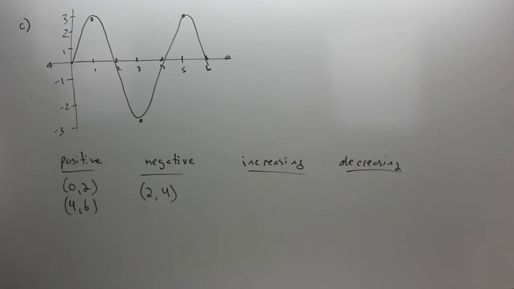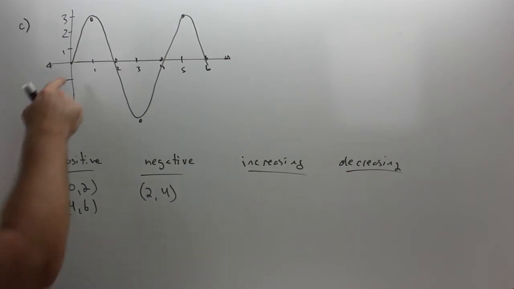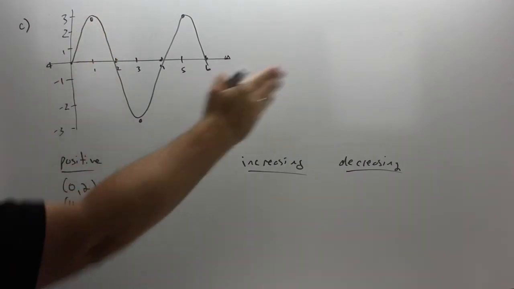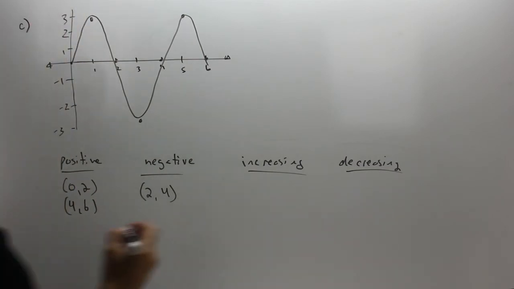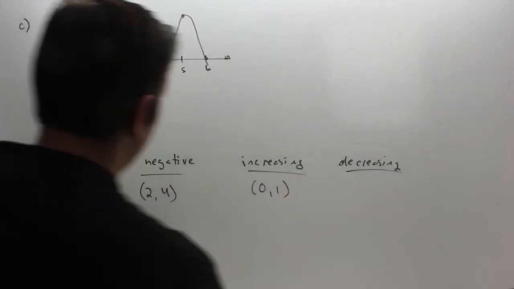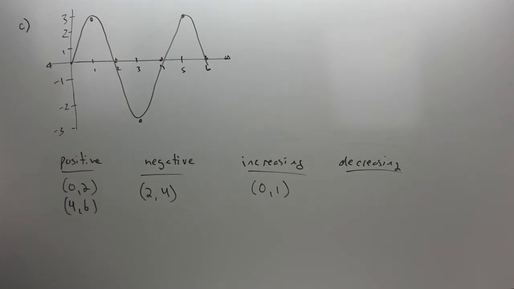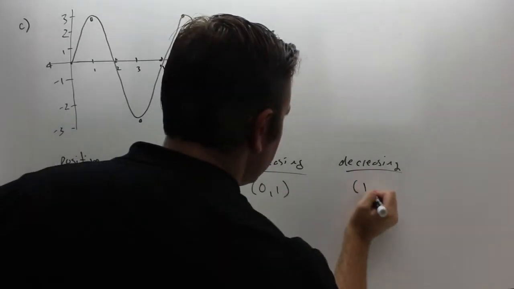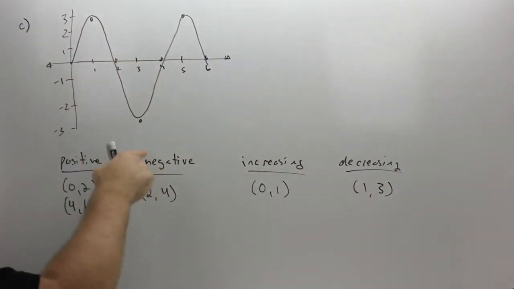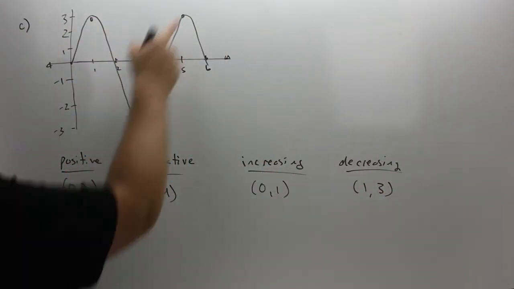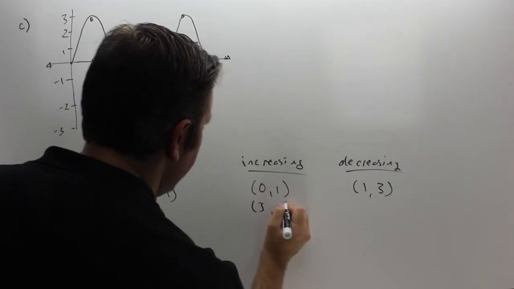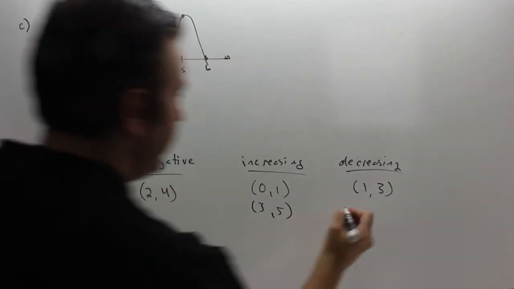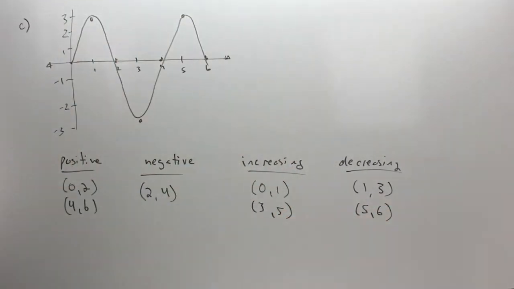When's it increasing? Okay, it's increasing at multiple points here. It's increasing from 0 to 1. That means as we move rightwards, it's going up from 0 to 1. Again, that's along the x-axis. And then it decreases from 1 to 3. So it starts going down from 1 to 3. Then it starts going up again from 3 to 5. It's increasing from 3 to 5. And then it decreases again from 5 to 6. Like so.